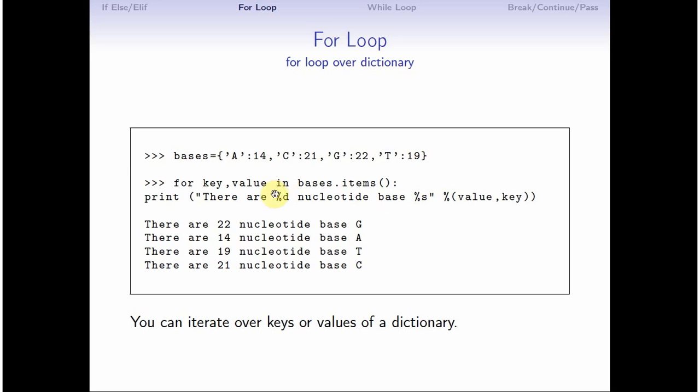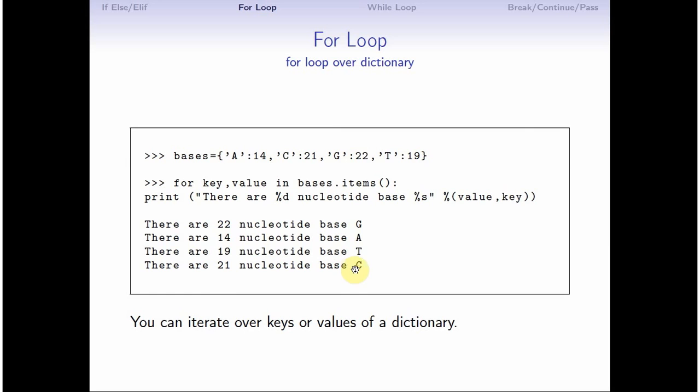We use percent, however this is the inverted commas to represent a string. If you want to put in a value that will keep on changing, we can use %d and %s to help us. %d can represent any non-string value, the digits, and %s means you can input a string inside. Over here this is replaced with the value and the key of the first one. Actually not really the first one, because a dictionary is unordered, so any one can come out first. So you'll come out with 22 G, 14 A, 19 T, and 21 C.